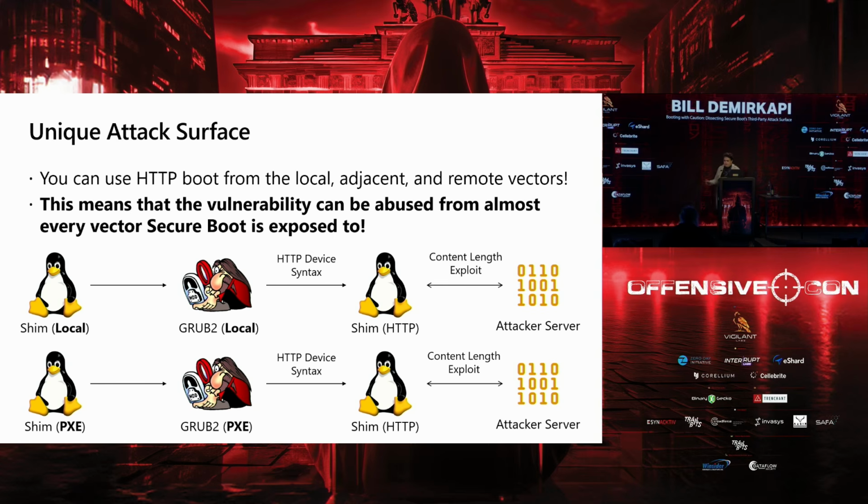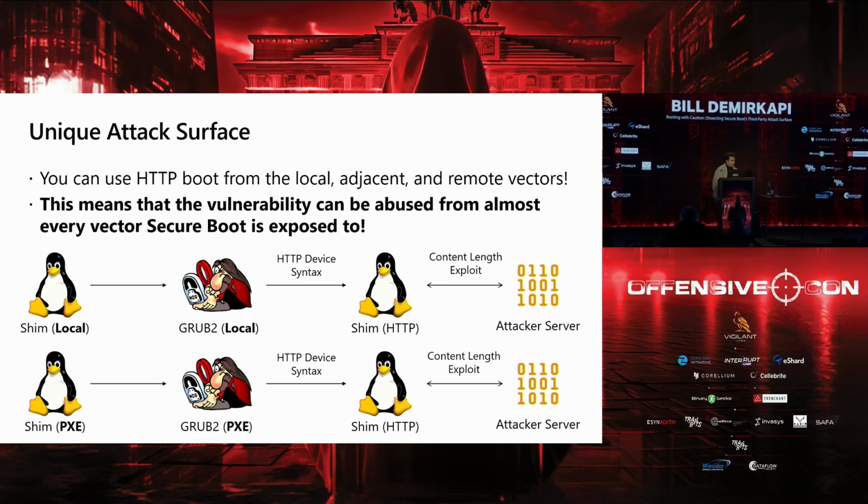How? It's a trick. Let's say we're in the local vector. We start the Shim from the hard drive. We start grub from the hard drive. But then we have a grub configuration that specifies, chain load using the HTTP device syntax. And the same thing works for PXE boot. We again serve the image over the network, and we serve a grub configuration over the network. But in the grub configuration, we tell it, run the Shim again, but this time from my HTTP server.